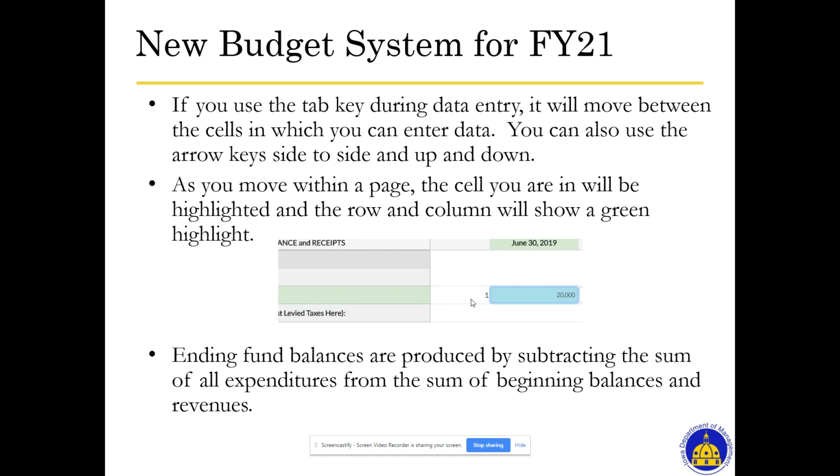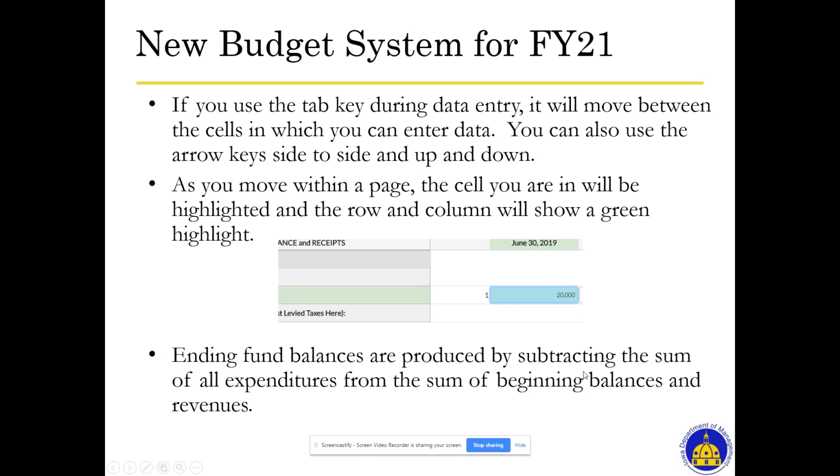Once you're in the system, if you use the tab key during data entry, it will move between cells in which you can enter data. You can also use the arrow keys side to side and up and down. So if you prefer to enter, say, within your general fund, all of your actual year data by fund, you can move right down the column that you're in using the arrow key and enter all that data. As you move within a page, the cell that you were in will also be highlighted, and the row and column will show a green highlight. This is just to sort of help you keep your place as you're working in the budget system.